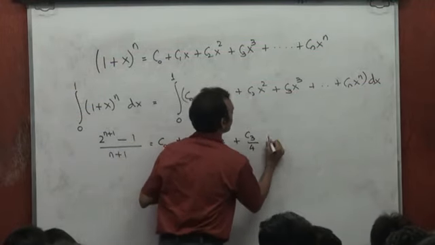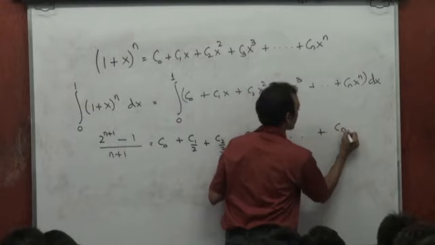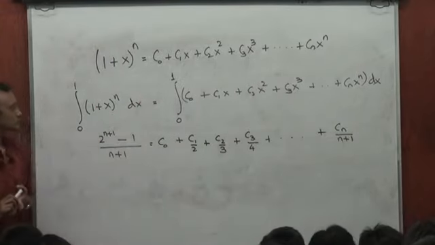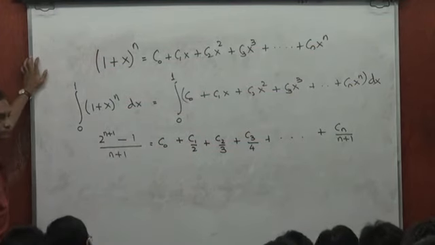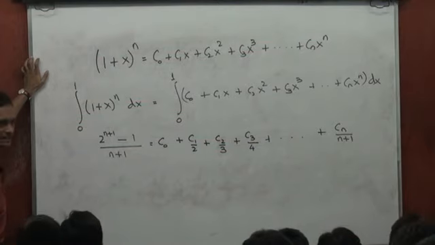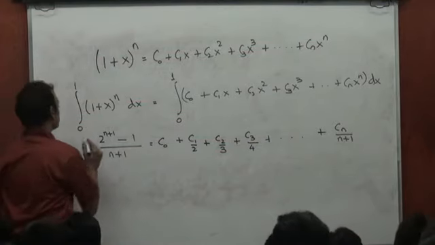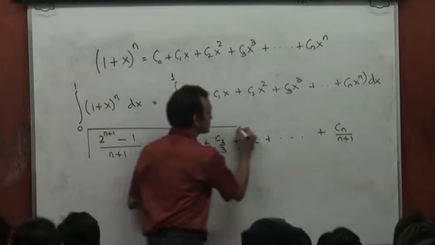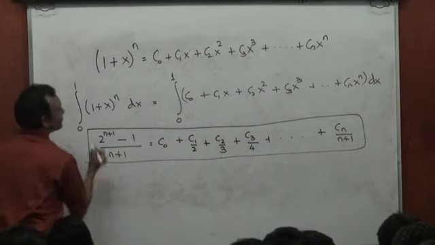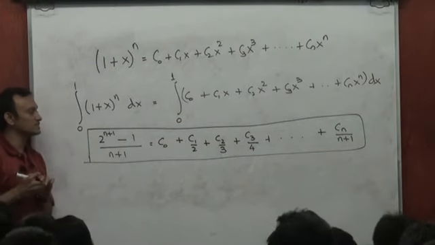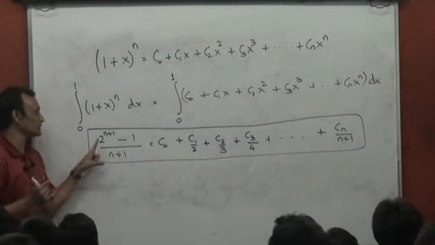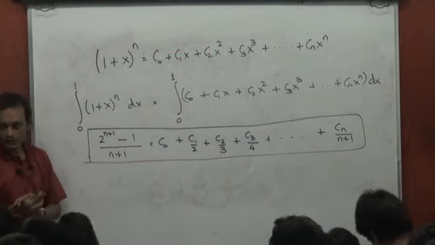Similarly, C3 by 4. Yes or no? Does it make sense to all of you? So, this again is a relationship. Remember. C naught plus C1 by 2 plus C2 by 3 plus C3 by 4 plus Cn by n plus 1 equals 1 by n plus 1.